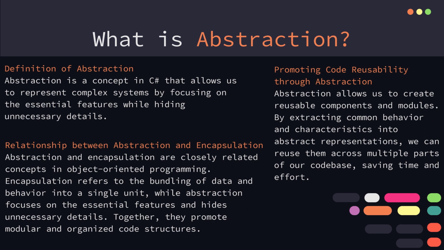Encapsulation enables us to group related data and methods within a class, ensuring data protection and controlling access to it. On the other hand, abstraction complements encapsulation by providing a higher level view of the system, hiding the internal complexities, and allowing us to work with abstracted concepts. By extracting common behavior and characteristics into abstract representations, we can reuse them across multiple parts of our codebase, saving time and effort. In this way, abstraction promotes code reusability.